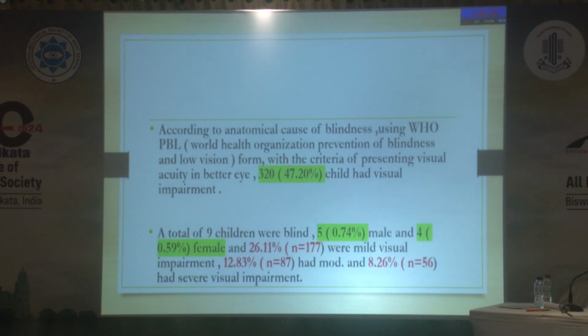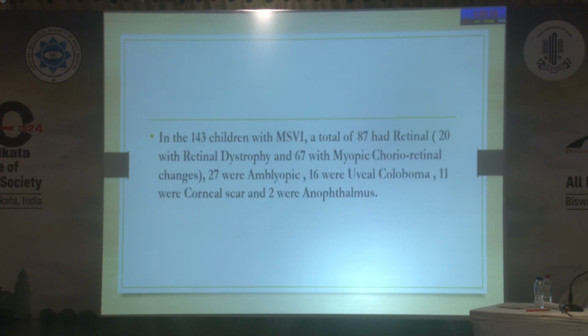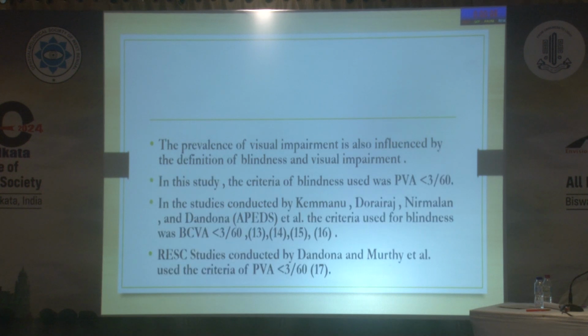According to anatomical cause of blindness using the WHO Prevention of Blindness and Low Vision form, due to the criteria of presenting visual acuity in the better eye, 47% of children had visual impairment. Among the 9 blind children, 3 had optic nerve abnormality, 3 had retinal abnormalities, 2 had corneal and 1 had lenticular abnormalities. In the 143 children with moderate to severe visual impairment, 87 had retinal changes, 27 were amblyopic, 16 had uveal coloboma, 18 had corneal scarring, and 2 were anophthalmos.